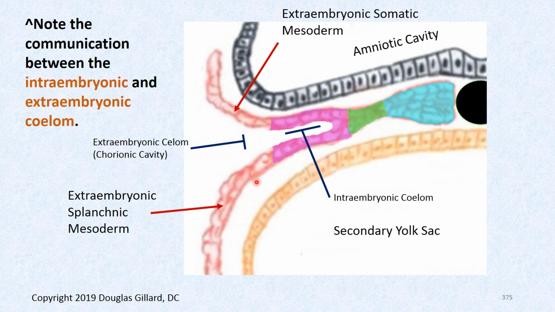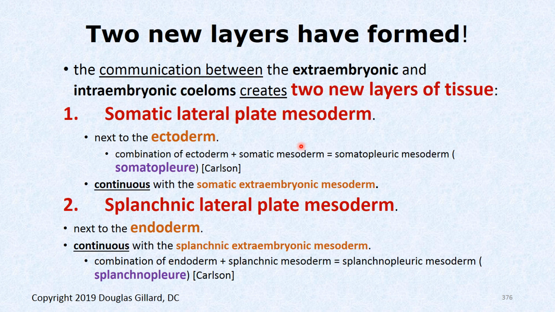I see what confused me. This is a cartoon. There shouldn't be space right here. They just kind of pulled the layers apart so you could see this better. These should be right together. The only hole is right here. There's the extraembryonic coelom, or the chorionic cavity. So if this is extraembryonic splanchnic mesoderm, let's call this, how about, intraembryonic splanchnic mesoderm. And that's pretty much what happens.